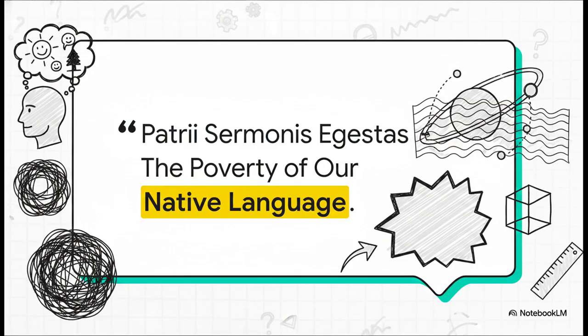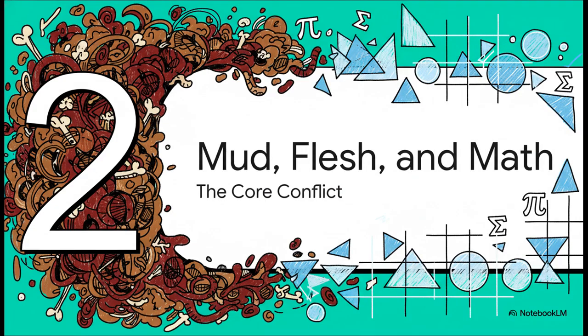Because of this, our everyday words are utterly inadequate for the precise, unambiguous measurement of nature. Think about it for a second. When you try to describe the physical universe, your words are just vague approximations. Language essentially traps us in these qualitative illusions, making it incredibly difficult to capture the true objective essence of reality. Moving into Section 2, mud, flesh, and math. This is where the core conflict of our explainer really kicks into high gear.